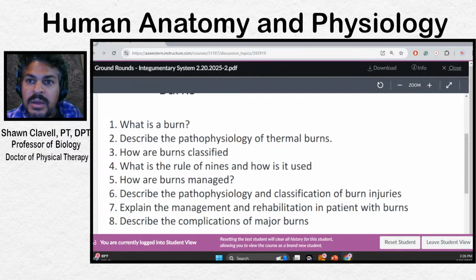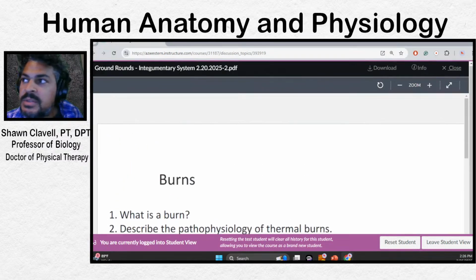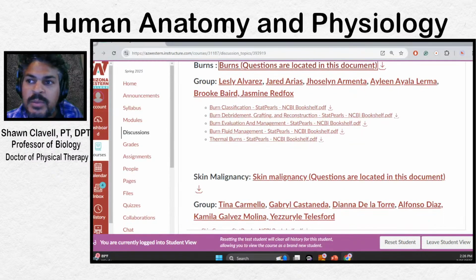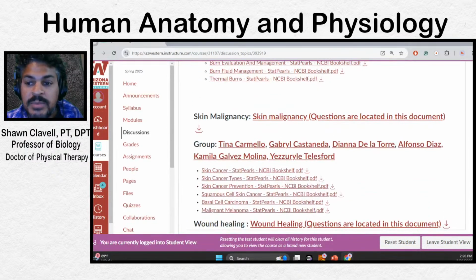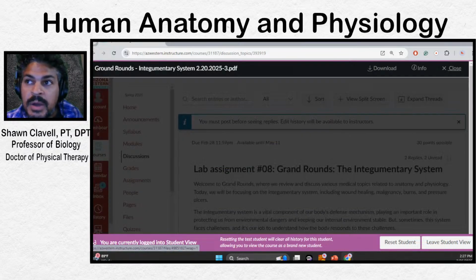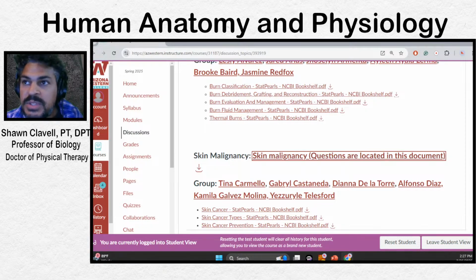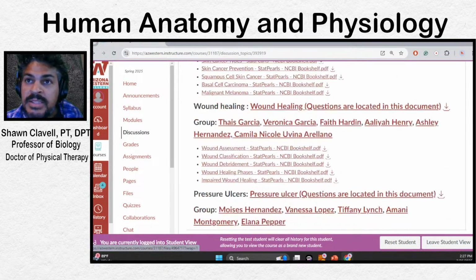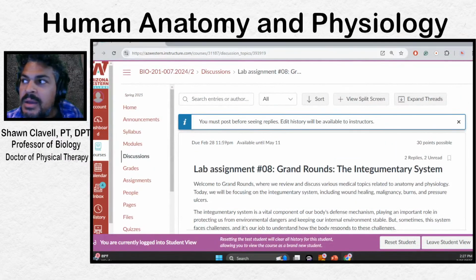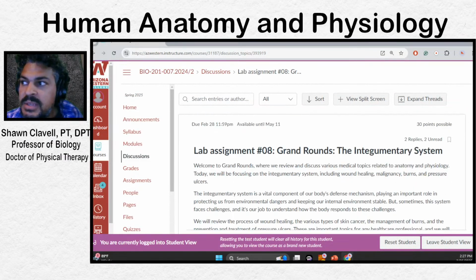If it's burns, these 8 questions help us identify the topic related to burns. You will see a couple of these questions on your exam. So I hope you'll take a look at this discussion board a couple of times before you take the exam, because many of these questions may come up as they relate to the different injuries associated with the integumentary system. It doesn't have to be complex, just a couple of sentences to answer each question for any of those injuries. I look forward to seeing your responses.